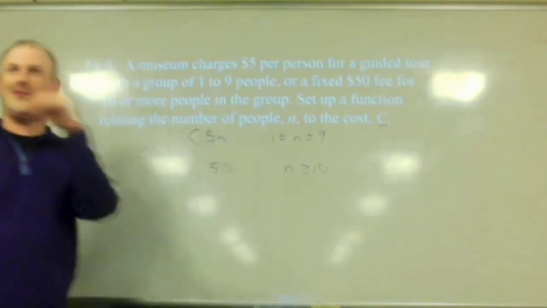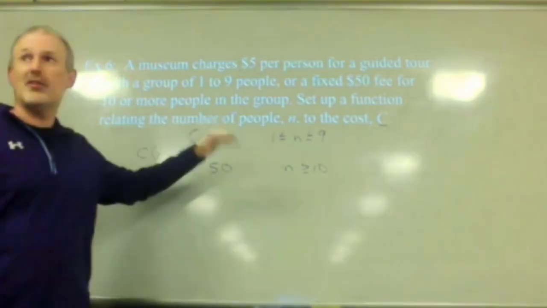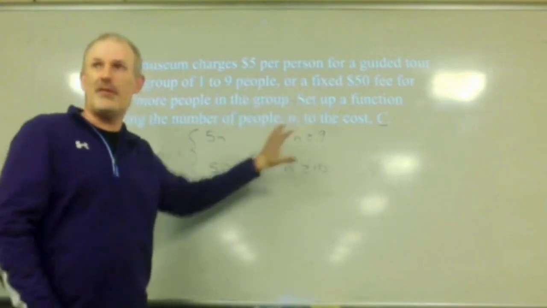If you've got 1 person, 5 times 1. If you've got 3 people, 5 times 3, $15. If you got 6 people, 5 times 6, $30. Does that make sense? If you've got a per person price, you have to multiply to figure out how much. Okay? And that's our answer. That's how we set up the piecewise equation. But all that means is, depending on your input, you'll use a different scenario, different part of the function.